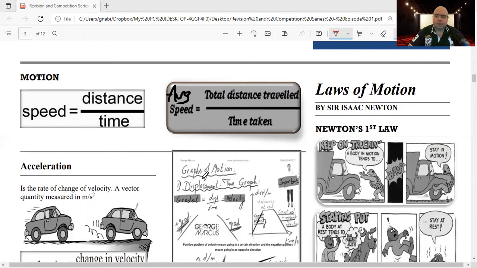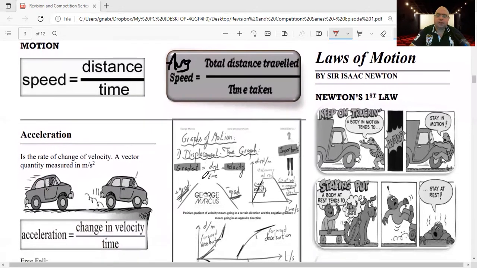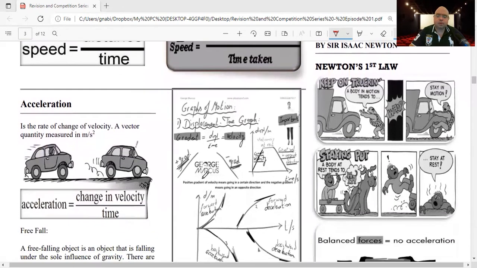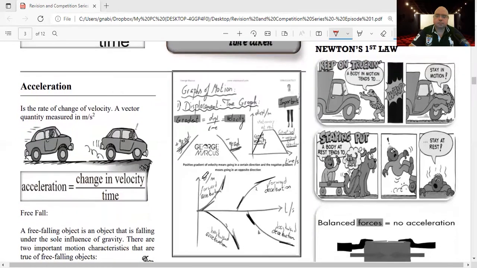If not, then we have acceleration. And acceleration is the rate of change of velocity, not speed, because acceleration is a vector. So when you discuss acceleration, you say it's the rate of change of velocity, measured in meters per second squared. Rate of change of velocity means change in velocity, which is v minus u, divided by t. So our equation is v minus u, v standing for final velocity, u standing for initial velocity, and we divide this by time. That's the first column on the left, as you can see.